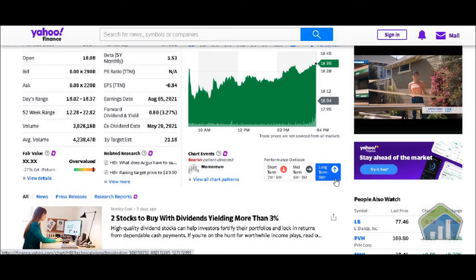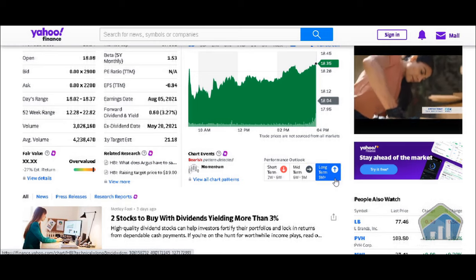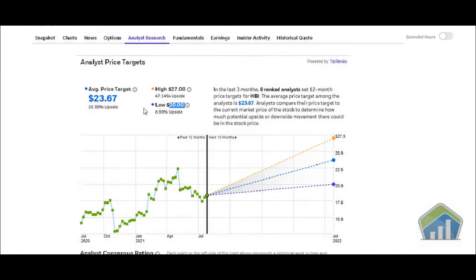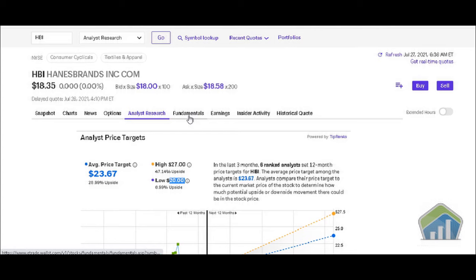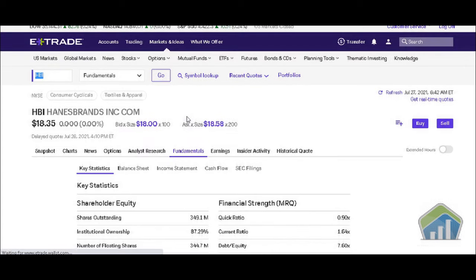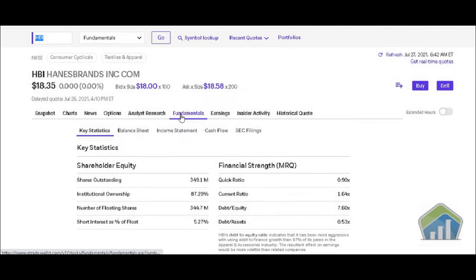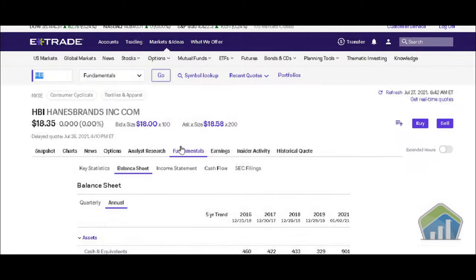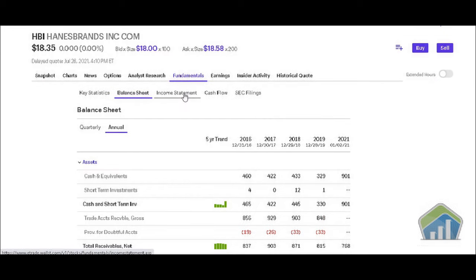And then long-term, 9 months, they're going to say up. So what I want to do actually is go back to our E-Trade account really quick, scroll up, and then move on to fundamentals so that you can see and get a little bit more information, right? So for those of you who want more information about the stock, you have key statistics, balance sheets, we have income statement, cash flow, SEC filings, right?